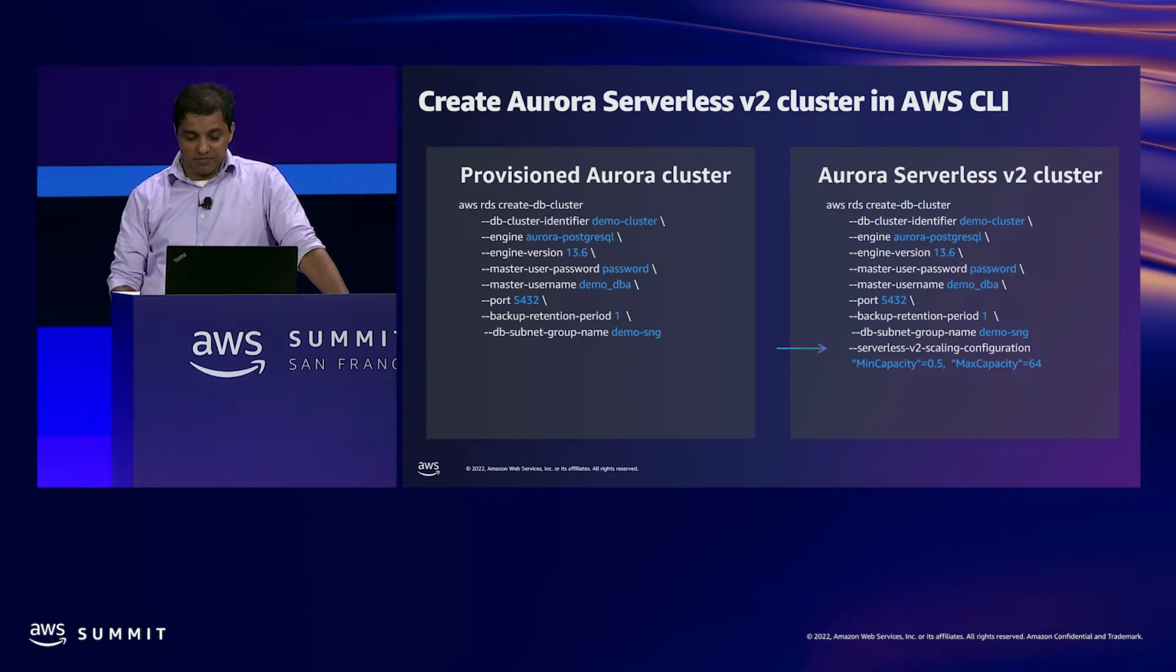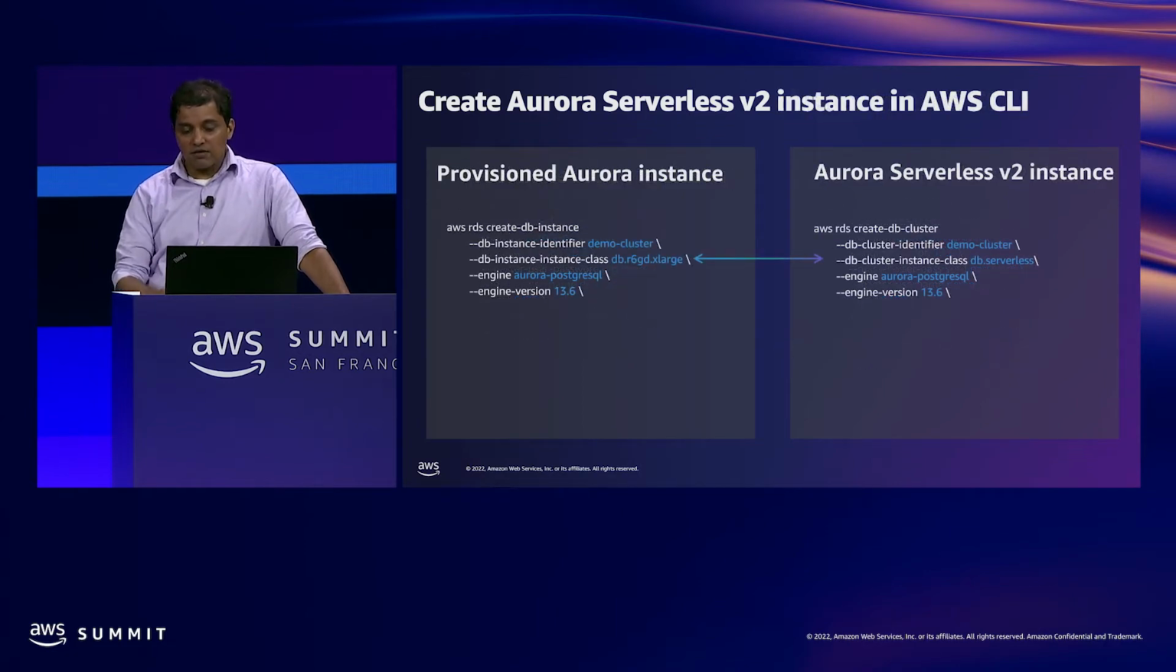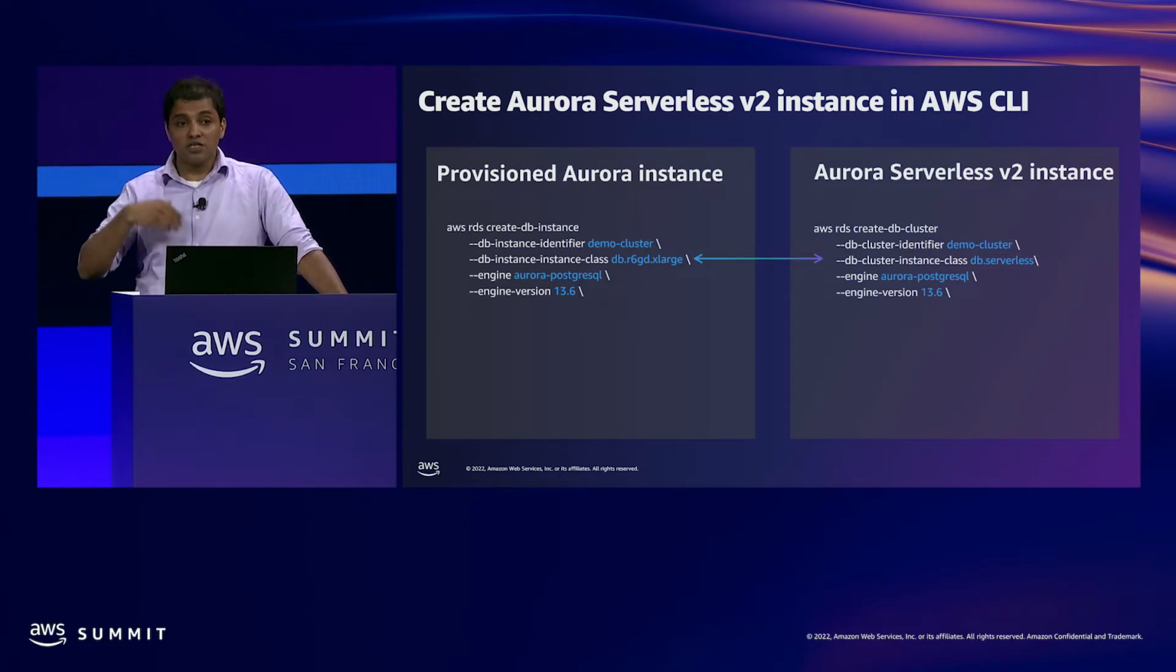And when you create an instance, again, a small minor change: instead of putting the instance type, in this particular example you have an instance type of db.r6.large. But if you're using a serverless instance, the only change that you have to make is the new serverless instance type called db.serverless. That will enable your serverless instance.